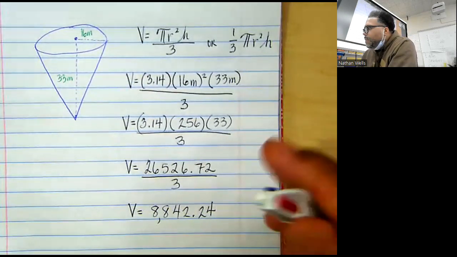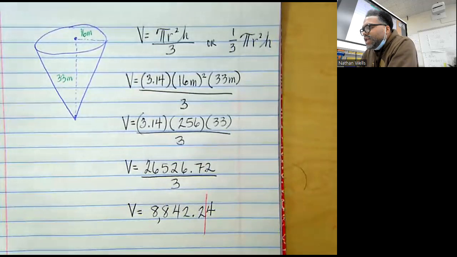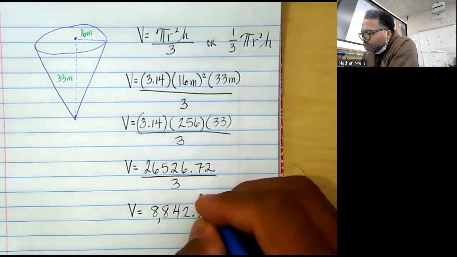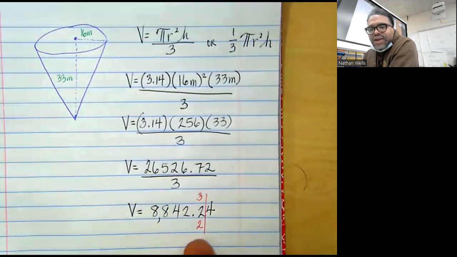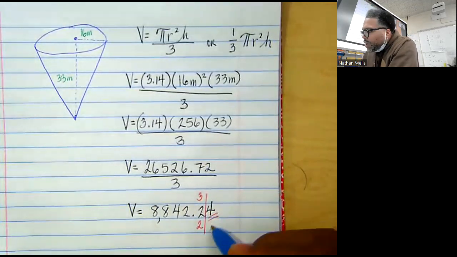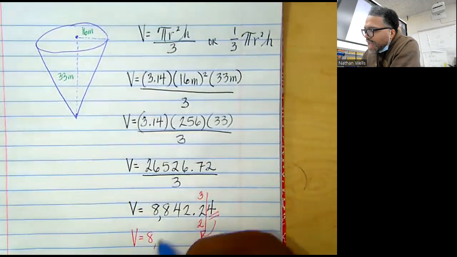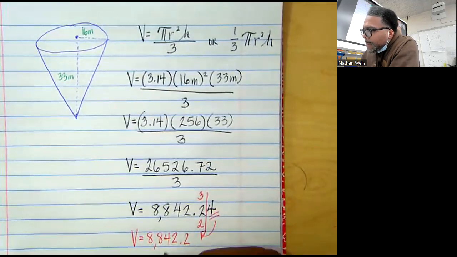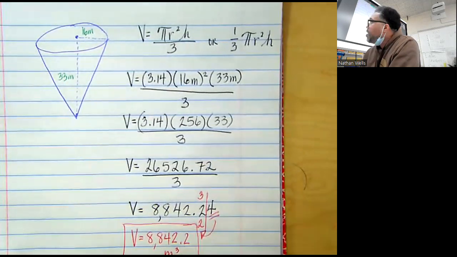However, most books will say round to the nearest 10th. So I put up a back door right behind the 10th place. I have a 4 knocking at the back door. If it's 5 or more, we raise the score. If it's 4 or less, we let it rest at 2. Since this is 4 or less, we're going to let it rest at 2. And my volume ends up being 8,842 and 2/10 meters cubed, since this is volume.